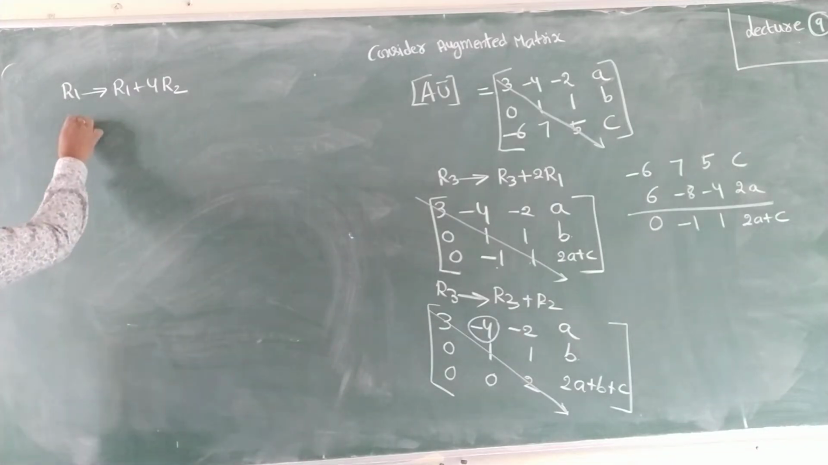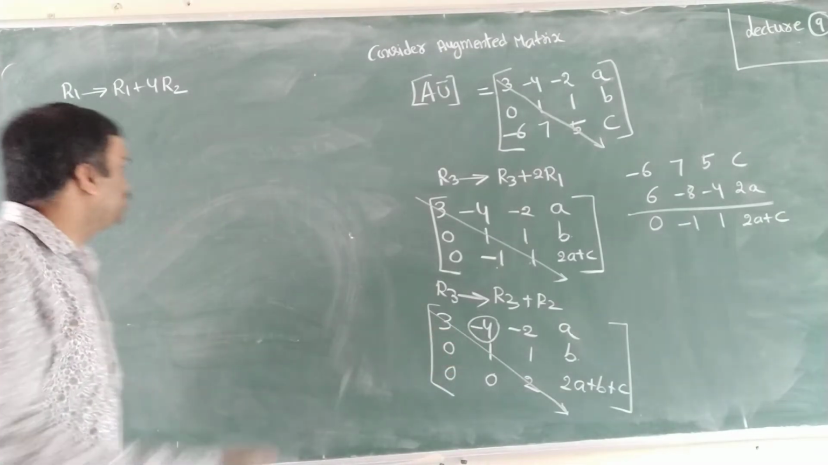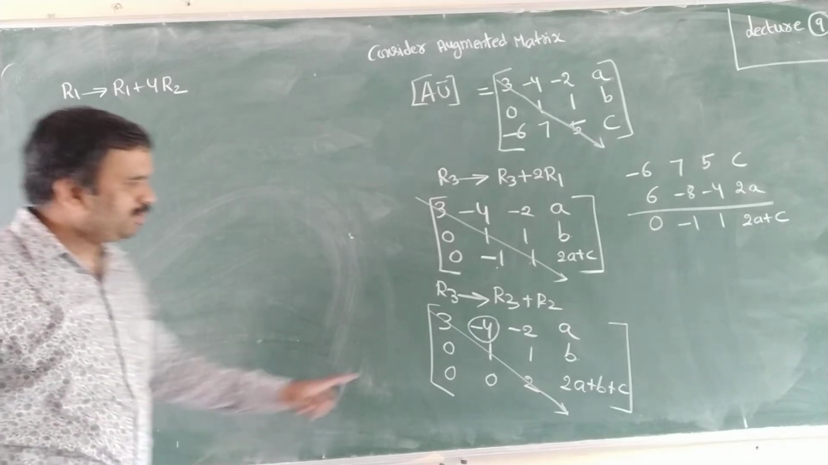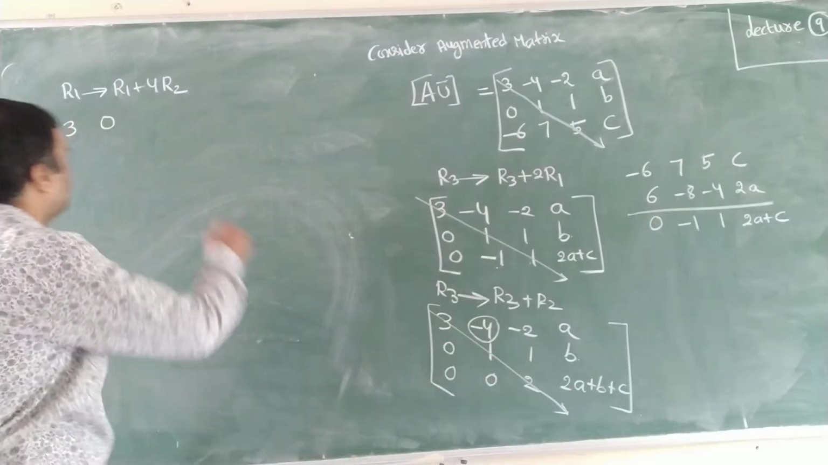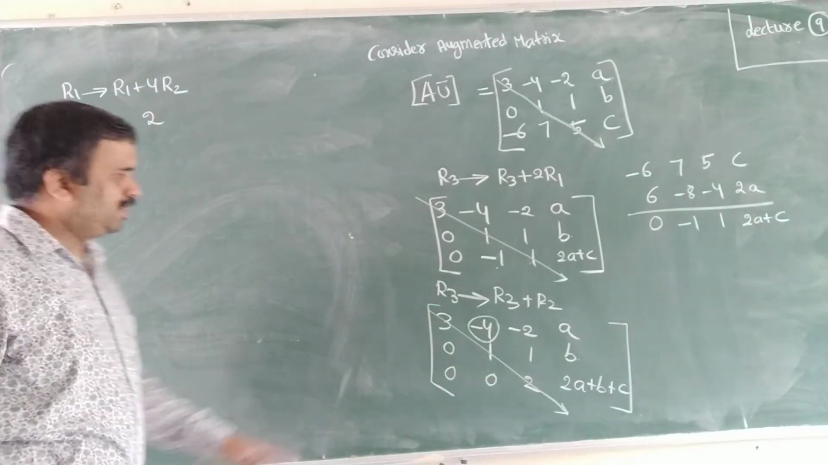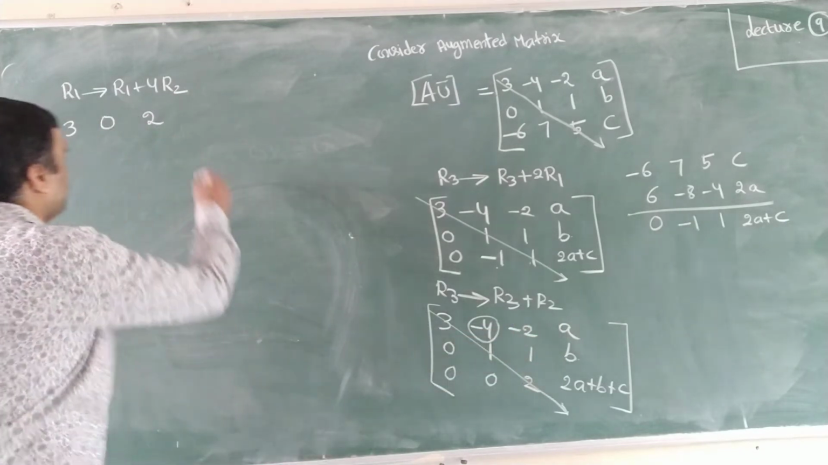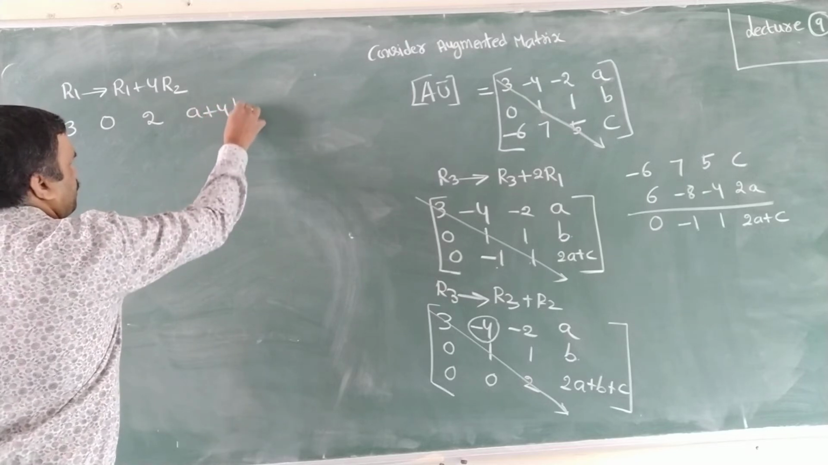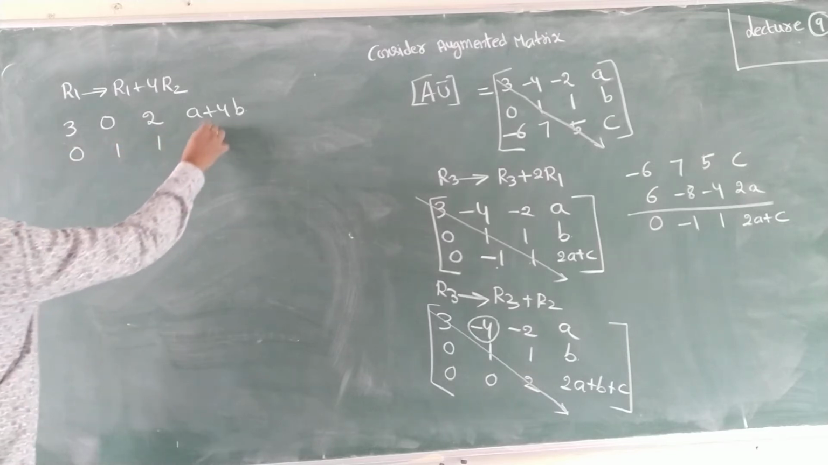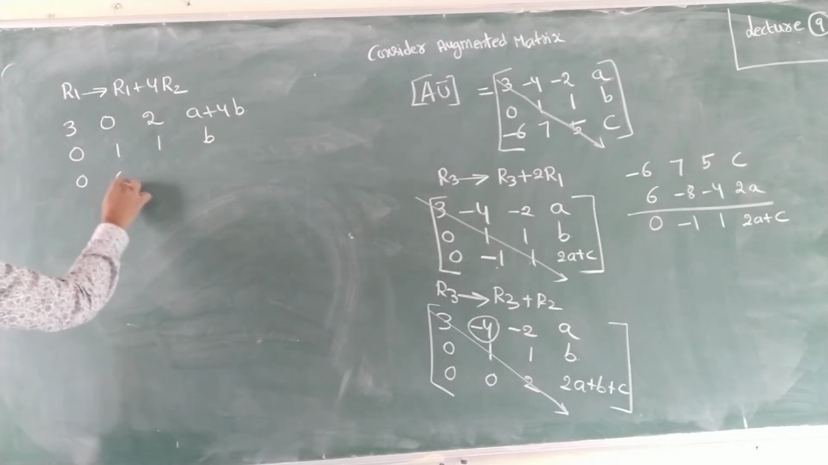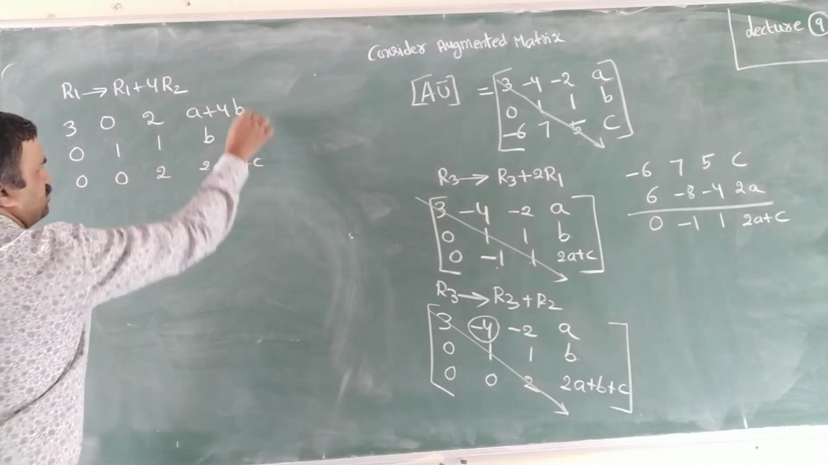Applying R1 plus 4 times R2: 3; minus 4 plus 4 times 1 is 0; minus 2 plus 4 times 1 is 2; and A plus 4B. The second row stays 0, 1, 1, B, and the third row is 0, 0, 2, 2A plus B plus C.